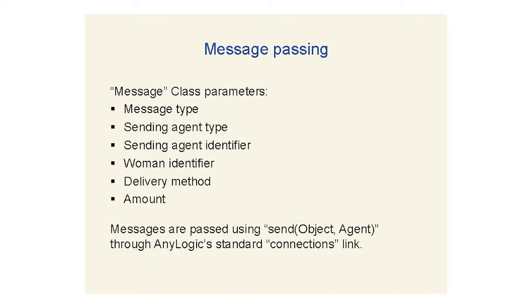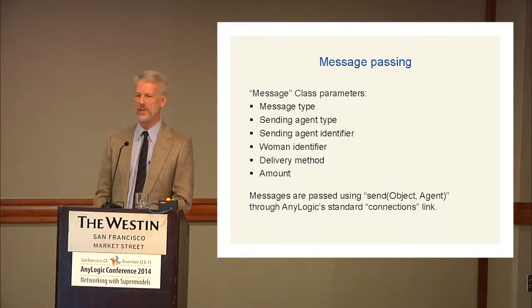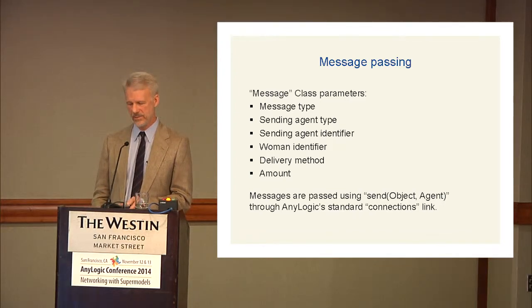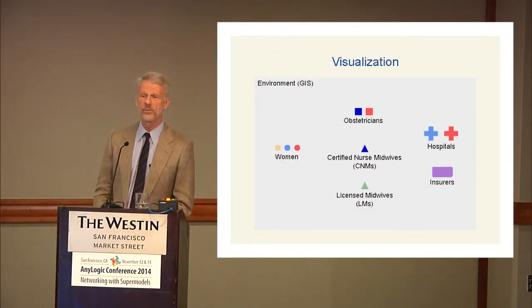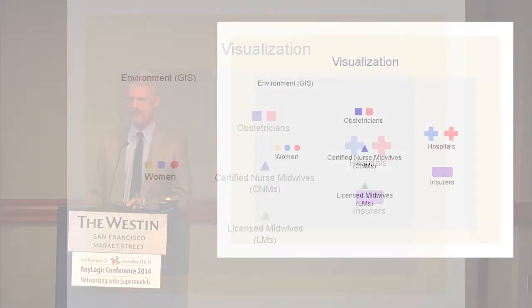For message passing, we're using the send function in AnyLogic, and we're using their standard connections link. And the message class is very simple, as you see here, just a few items in that class. And for visualization, we're using these symbols to represent the agents within the model. The women are circles, and the gold is vaginal delivery, the blue is cesarean that's appropriate, the red is a cesarean that you really didn't need to have, and obstetricians are squares, and so on.